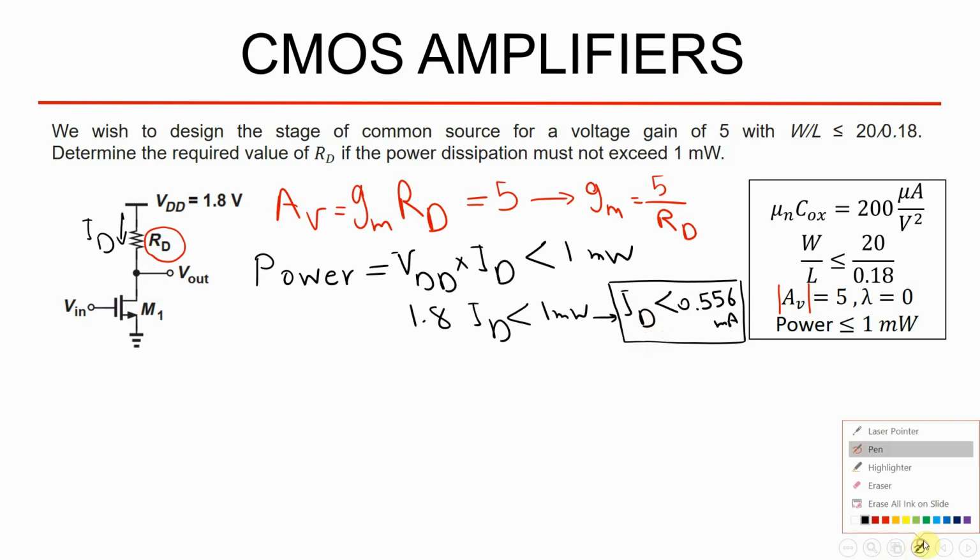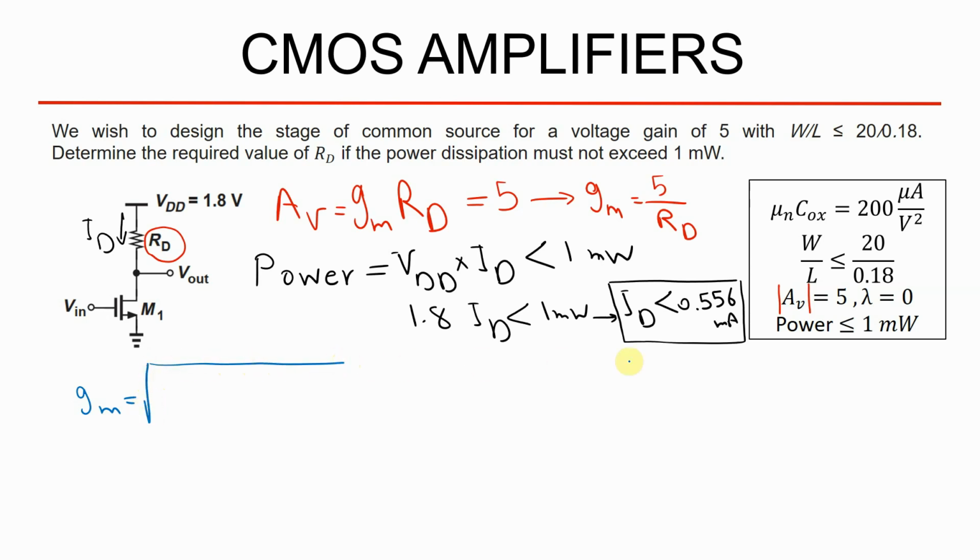Now I can get the relationship between GM and I drain. GM equals one of the formulas, because as you all know, we have 3 different formulas for GM, and by these data I can use this formula: square root of 2 times mu n C oxide W over L times I drain. I can calculate I drain with respect to GM. So here we have I drain.